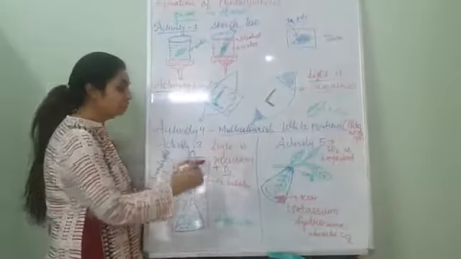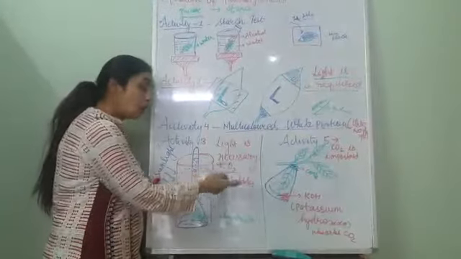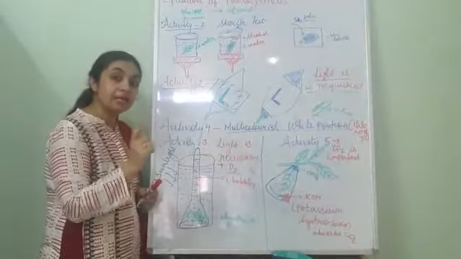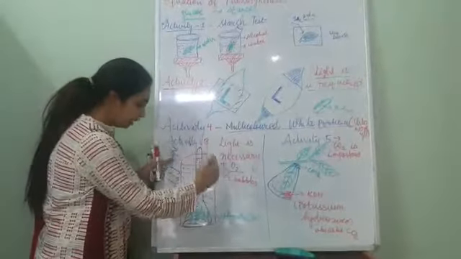We have to prove that light is necessary for photosynthesis. And secondly, that oxygen is also released as a result of photosynthesis. Both the things we have to prove. So we have done a setup.